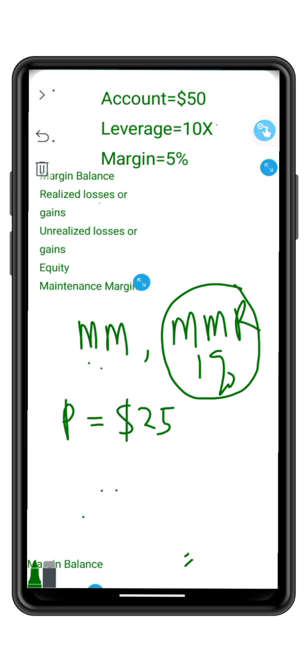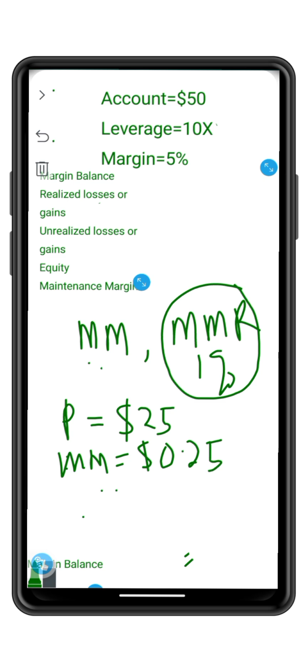All right, so your maintenance margin is typically calculated on your position size. So let's say we have a maintenance margin of 1%. So 1% of this is 0.25 USD. So your maintenance margin will be $0.25. This will be the maintenance margin.